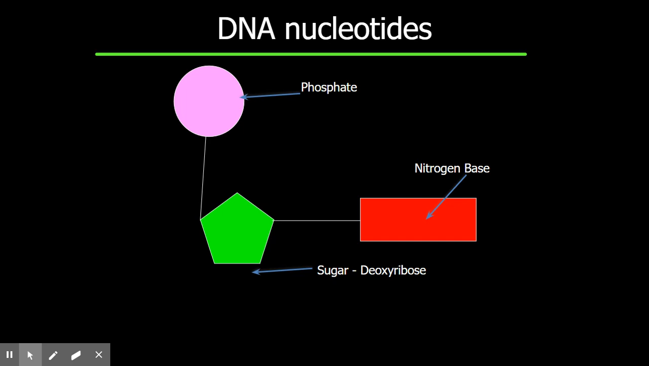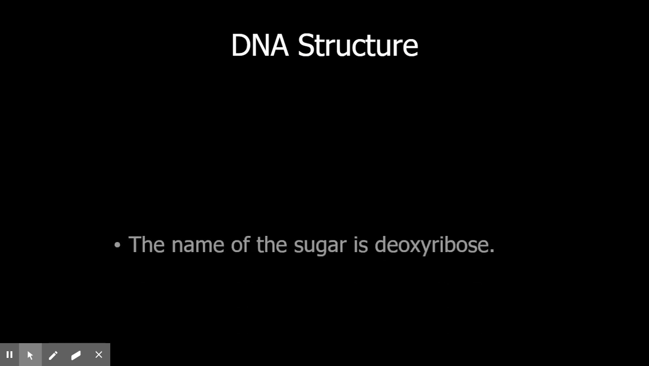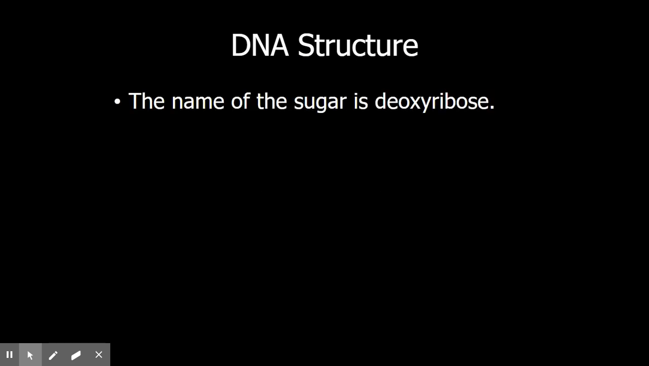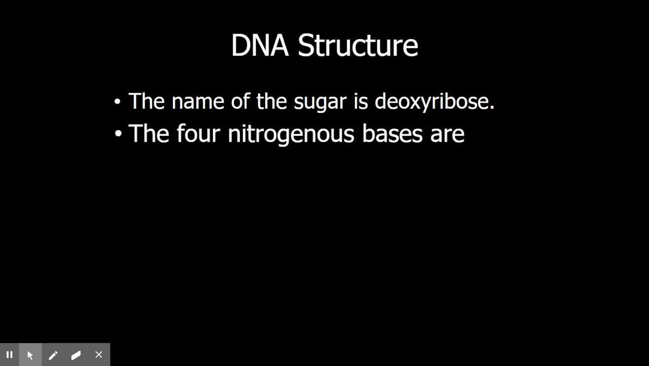Okay, and then this rectangle that is on the right, that is the nitrogen base. So like I said, the name of the sugar is deoxyribose. There are 4 different nitrogenous bases that you may see. So I'm gonna ask you guys to take yourself off mute because I'm gonna say the base names and I need you to repeat them back to me, okay?